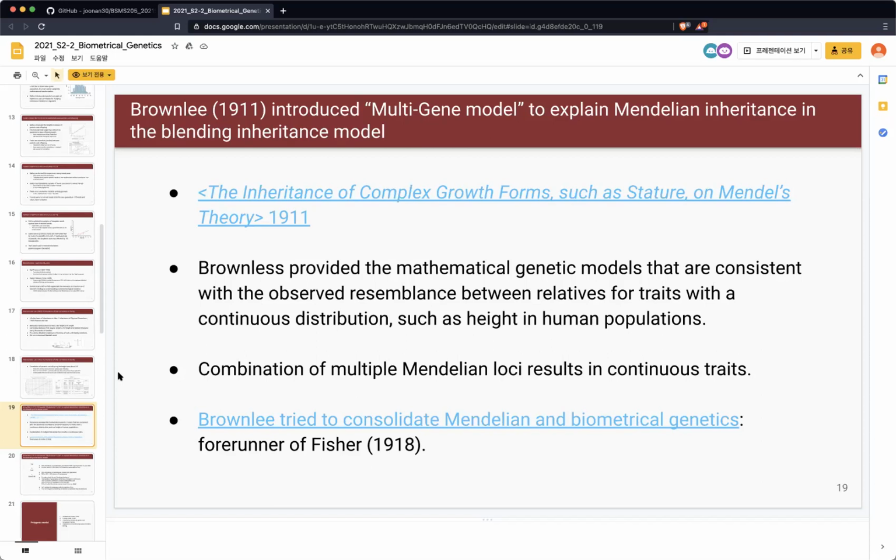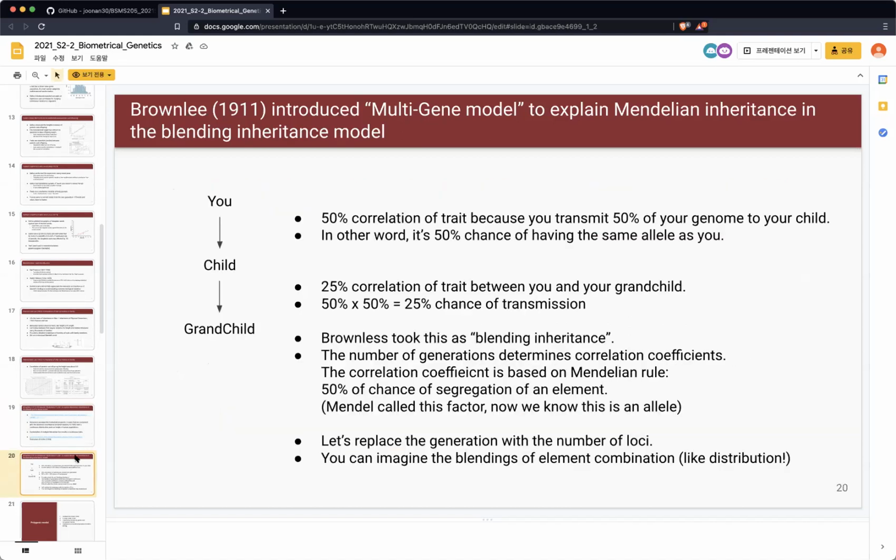And the first person to think about that unified model was Brownlee. In his 1911 paper, he provided a sort of mathematical model of how Mendelian genetics works in biometrical genetics, in the situation of continuous traits like height, weight, and so on. What Brownlee proposed at the time was that the combination of multiple Mendelian loci actually results in the continuous traits. And this idea of Brownlee is the forerunner of Fisher, like a prototype of Fisher's model.